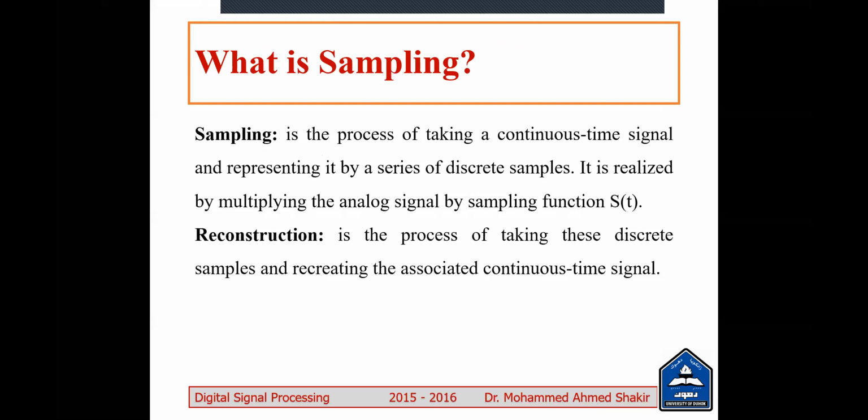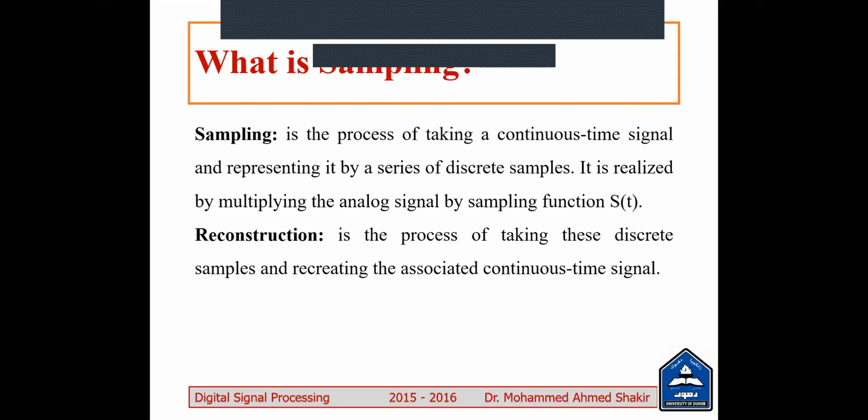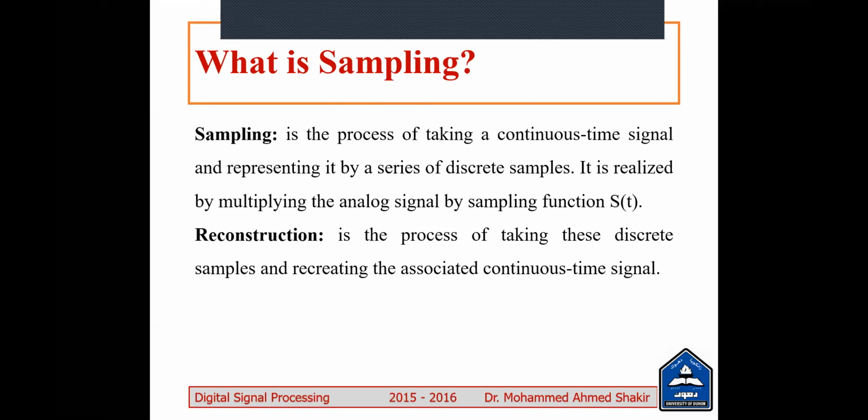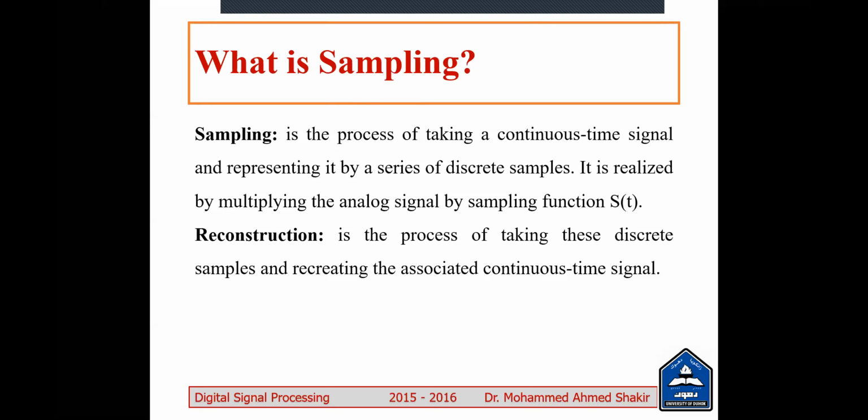In the sampling, we have two important operations, sampling and the reconstruction process. Sampling, we said, is multiplying the continuous time signal by a series of discrete samples, or a stream of delta impulse functions, okay, to get what? To get the sampled signal. Of course, the stream of impulse functions is called what? Sampling function S of T.